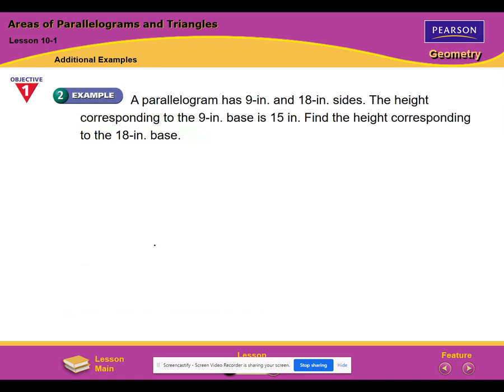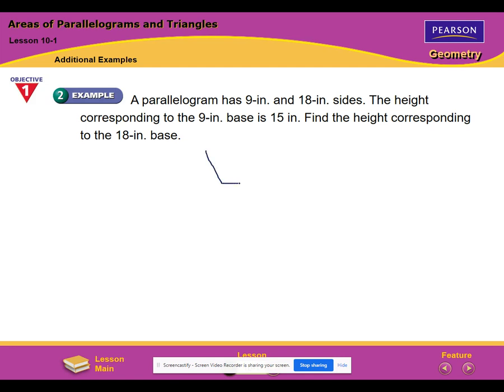Next example. Here it says a parallelogram has 9-inch and 18-inch sides. The height corresponding to the 9-inch base is 15 inches. Find the height corresponding to the 18-inch base. I would highly recommend a picture here. In fact, if there's one challenging thing about this section, it's this example right here. So I would urge you for a problem like this to draw a quick picture.